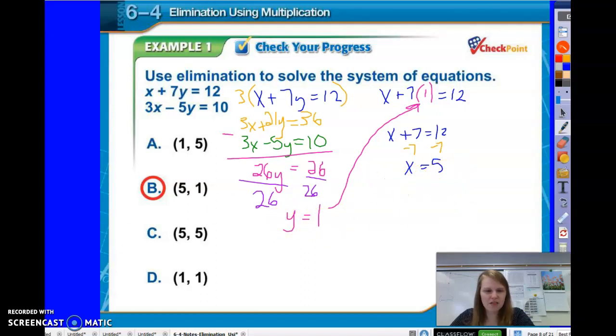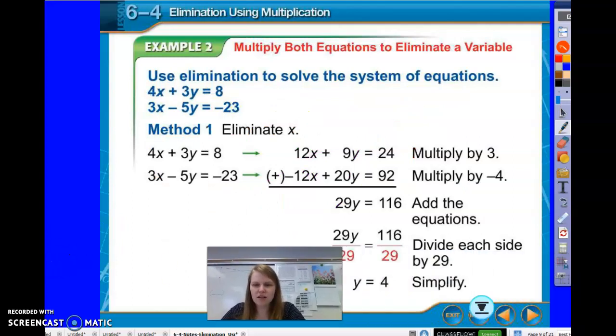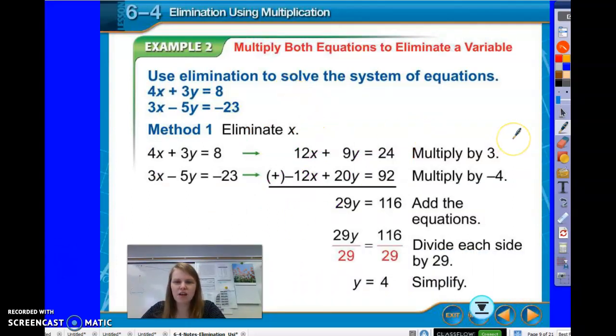All right, let's look at another example here. This one says use elimination to solve the system of equations. Again, neither one of these have the same variable, or coefficient, sorry. I'm seeing a 4, a 3, a 3, and a 5, and all that's looking messy. So what they did is they took the first equation times 3, multiplied by 3. The second equation they multiplied by negative 4, and then they ended up with additive inverses here, positive 12 and a negative 12. Then they did the adding them together.